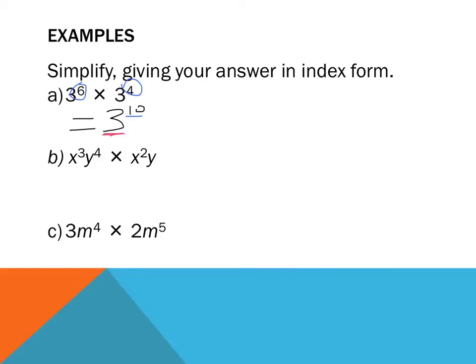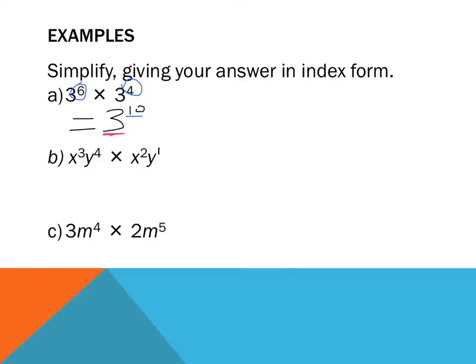This next one looks a little bit more tricky. It's actually not. All I need to do is, it's got x to the power of 3, y to the power of 4, times x to the power of 2, y. Now, there's nothing after this y here. This y appears to not have an index, but it actually does. It's an index of 1. Whenever I see something like this, a good thing that I like to do is add that 1 in on the end, just so I can keep track, okay?